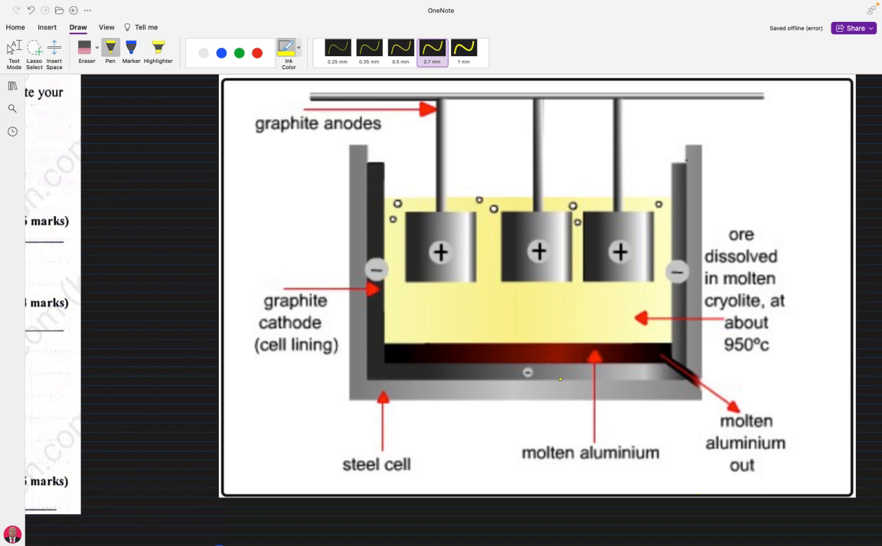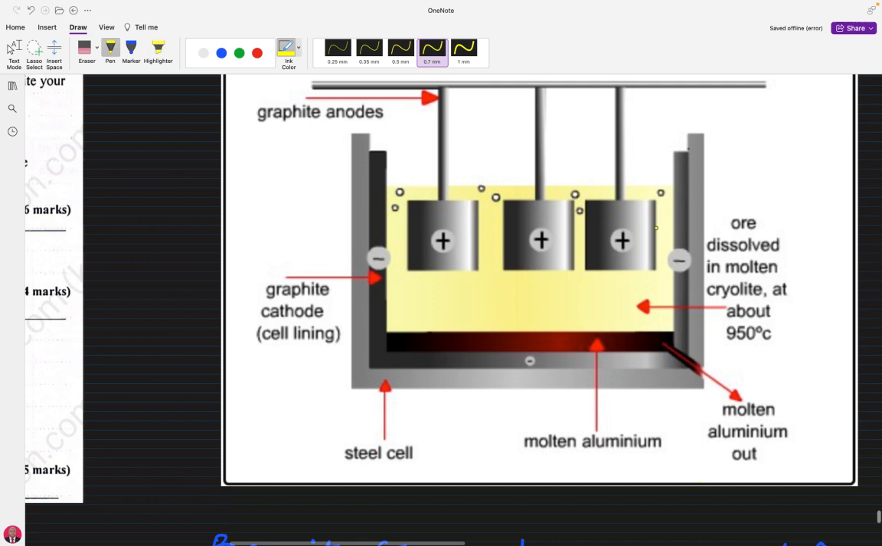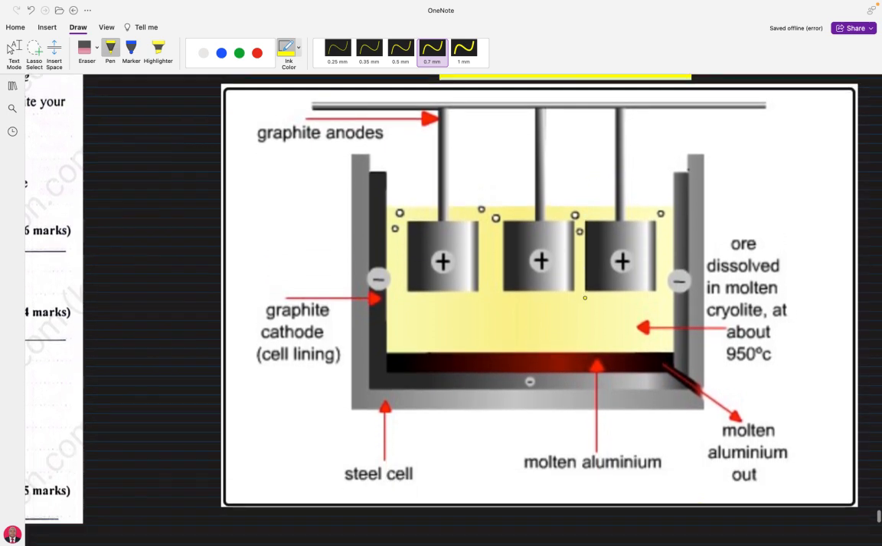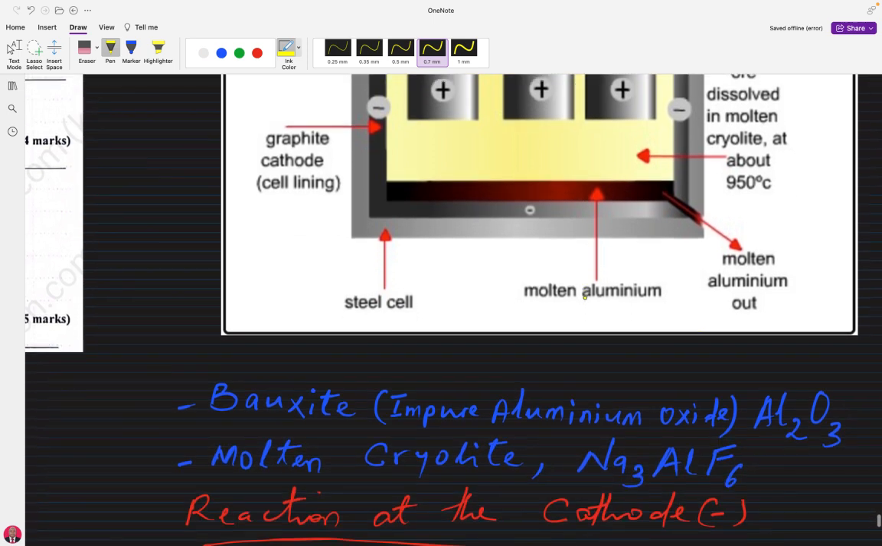While the cathode is the carbon lining of the tank. This is the cathode here. You see it there. That is the carbon lining of the tank. And the reactions that are taking place at the anode and the cathode, you have to write them, please, and make sure your equations are well balanced.